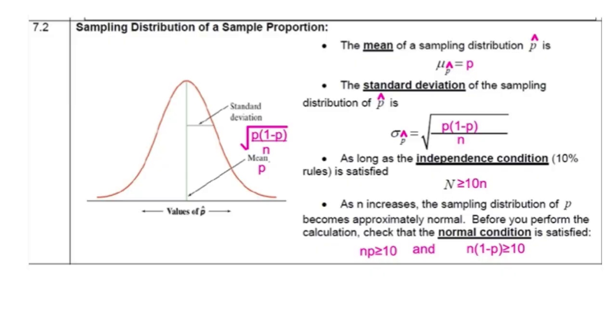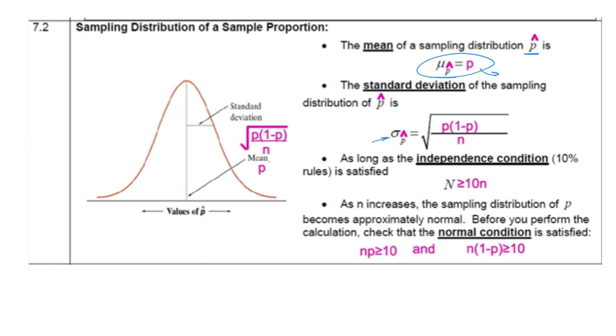Now we have some equations and some things to remember. The mean of the sampling distribution of p hat is p. That's it. So mu p hat equals p, which is given to us as the population proportion. The standard deviation of the sampling distribution of p hat: because each one of those samples gives us a p hat, the collection of all those p hats is our sampling distribution of p hat. So the standard deviation of p hat is the square root of p times 1 minus p over n.